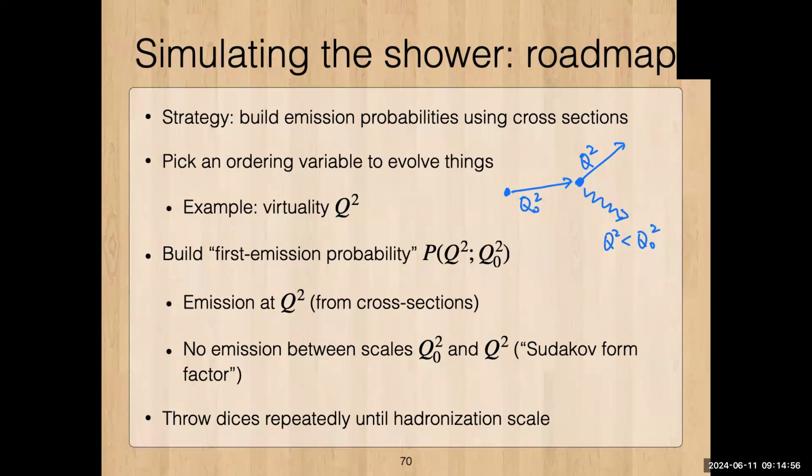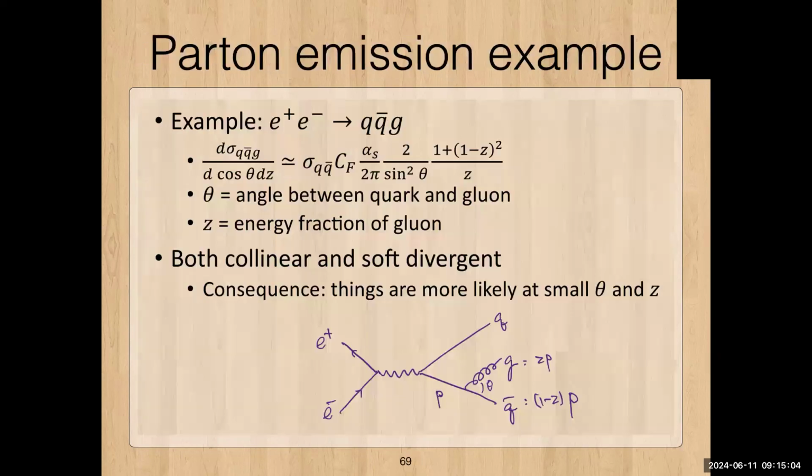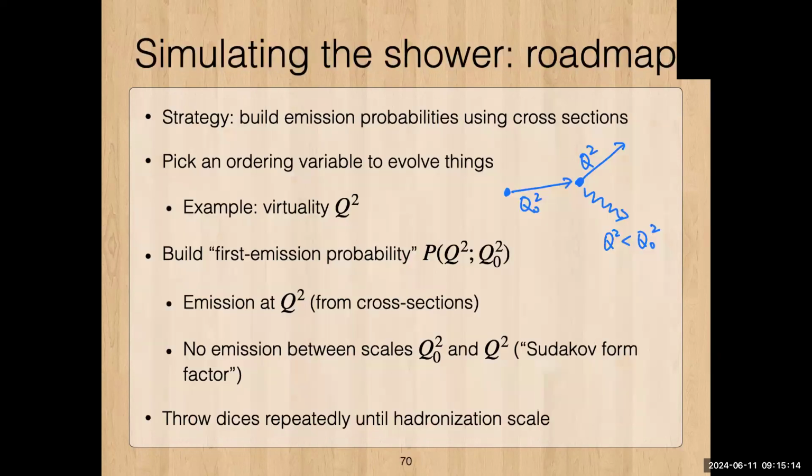So the strategy is we build emission probabilities using cross sections. So we have to go back. For example, we can write a 3-body cross section as a 2-body cross section times something else, and that something else we can build the emission probability on. Once we build the emission probabilities, another thing we have to do is pick an ordering variable to evolve things. And there are many choices.